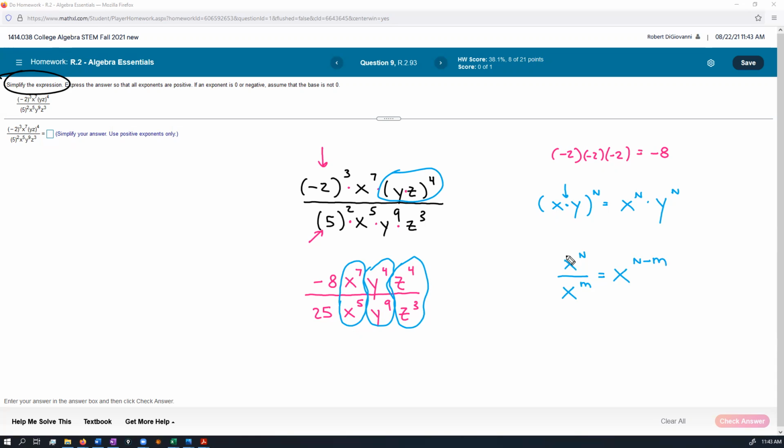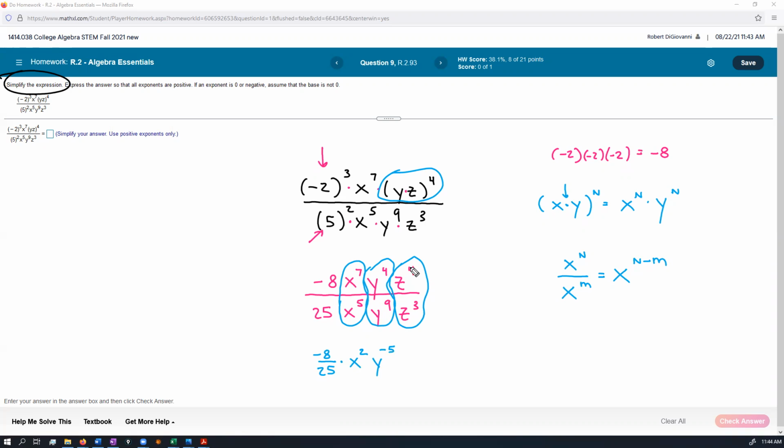So you take this power and subtract this power. I'm going to do that for each of these three. And then out front, I'm just going to put -8 over 25 times, now this becomes x squared because 7 minus 5 is 2. This one, be careful, 4 take away 9 is -5.